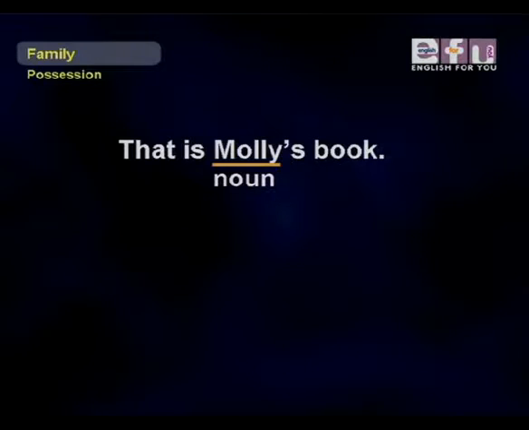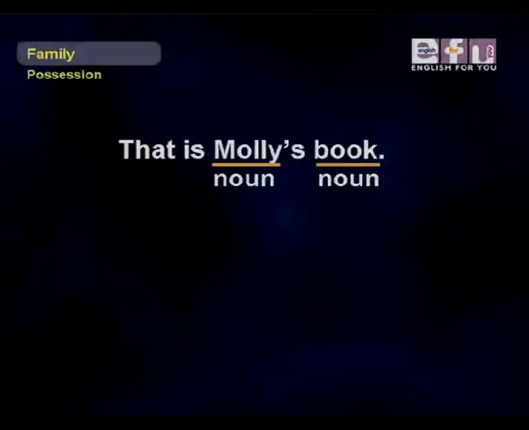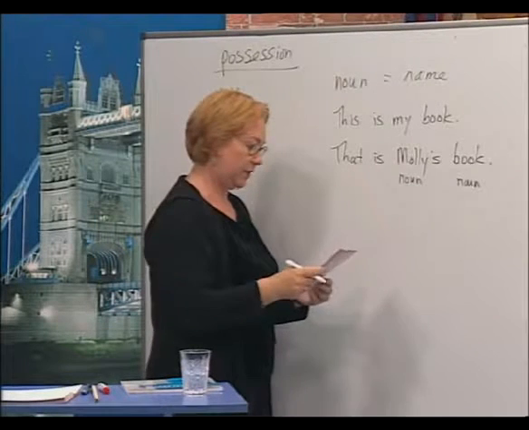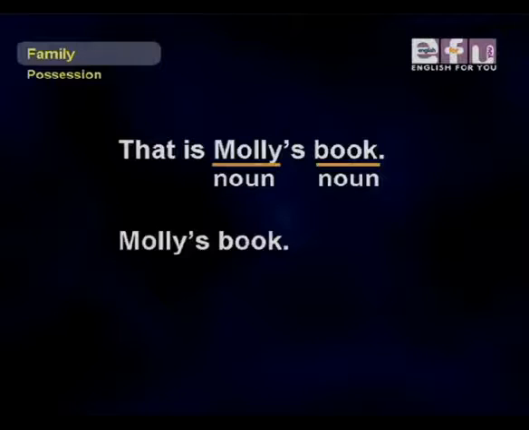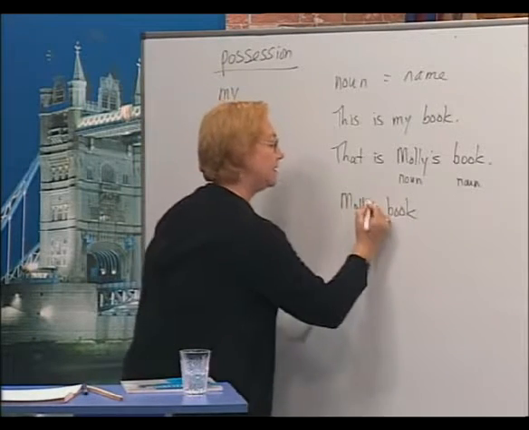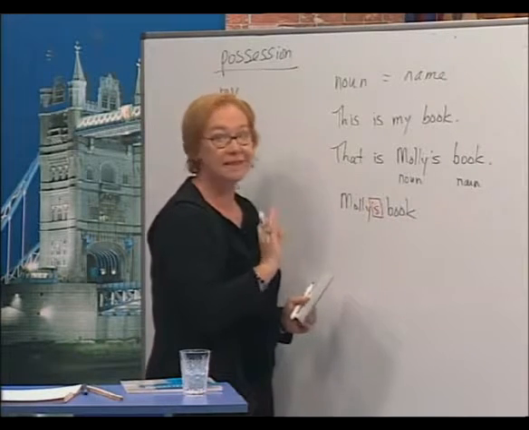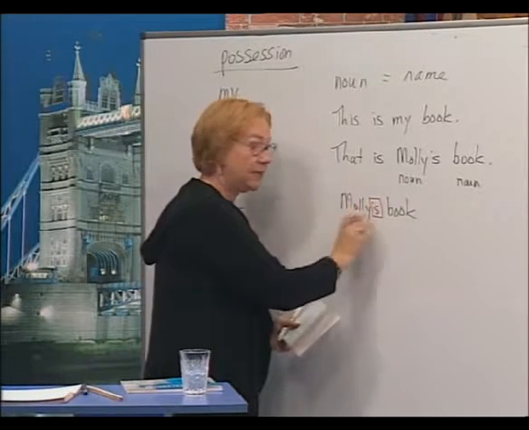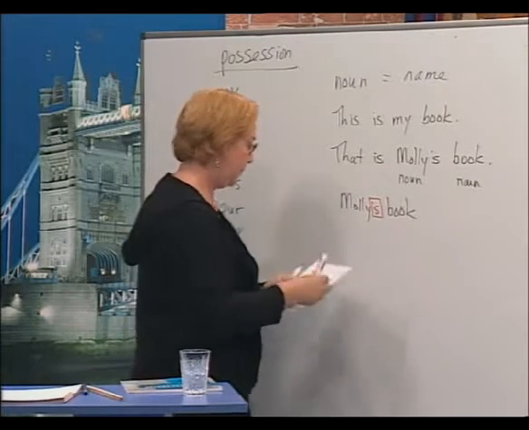Molly is a noun. Book is a noun. So that is Molly's book. So you can say Molly's book. Notice that the S here is for possession, not is, possession. Molly's book. All right?